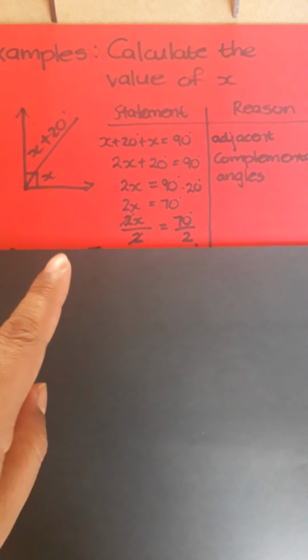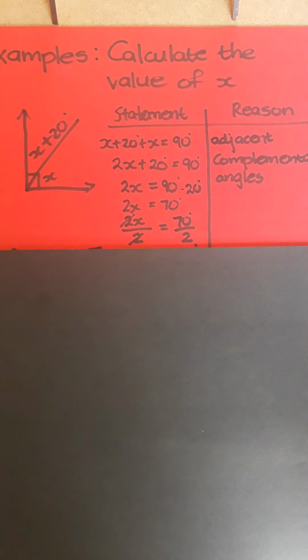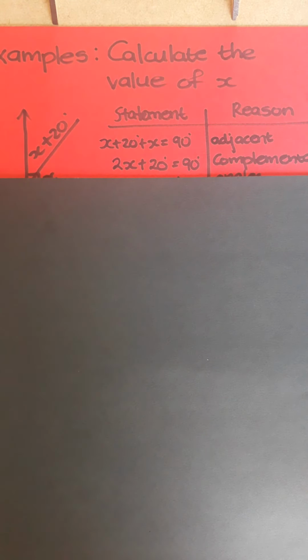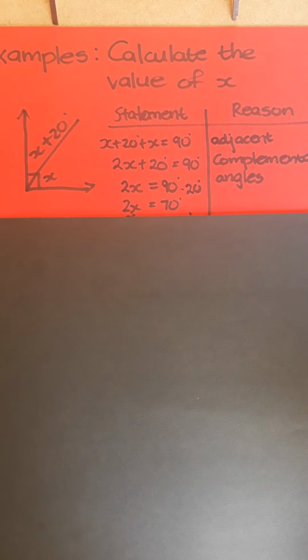Now, like an equation, I need to add the like terms. So I have 1x plus 1x, which gives me 2x, plus my 20 degrees, which is equal to 90 degrees. Now, I need to transpose. I need to take over my 20 degrees, and when I do that, the sign changes to minus 20. So I have in this step 2x equals 90 minus 20 degrees. My next step is 2x equals 70 degrees.